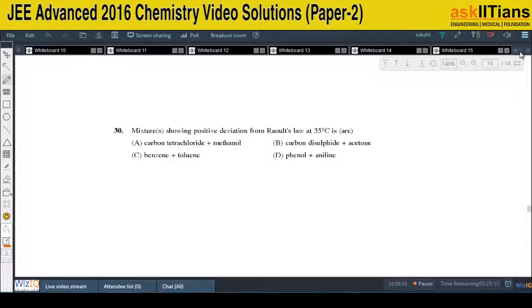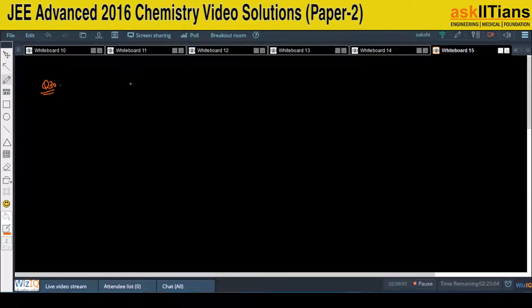Now, how can we justify the answers? Listen to me very carefully. Since I'm talking about positive deviation, this positive deviation basically says that suppose you have taken the solvents, let's say AA, and there was another solvent BB.